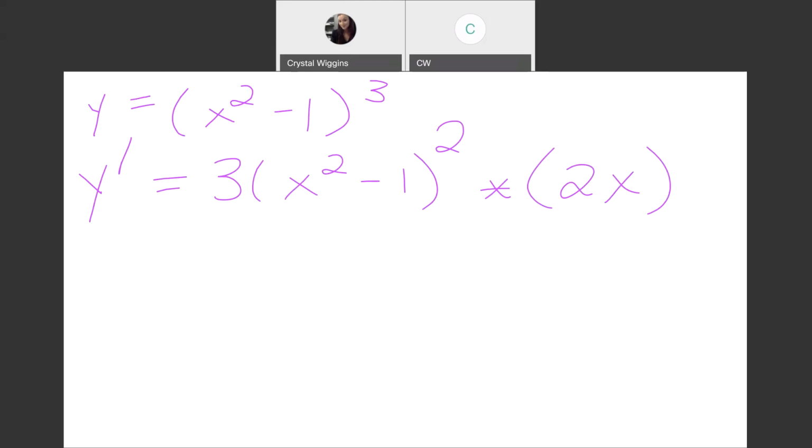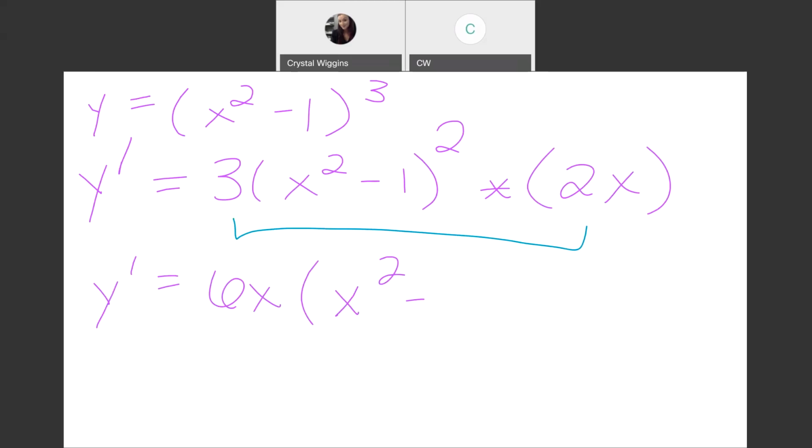Okay, if we neaten this up a little bit so that when we have to work with it, solve for x, if we combine these, they are both being multiplied, then we have the derivative is equal to 6x times x squared minus 1 squared. Step 2 is to take this derivative and, that's right, set it equal to 0 to solve for x and find all of the critical values.